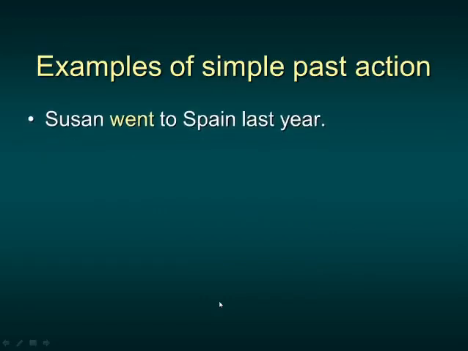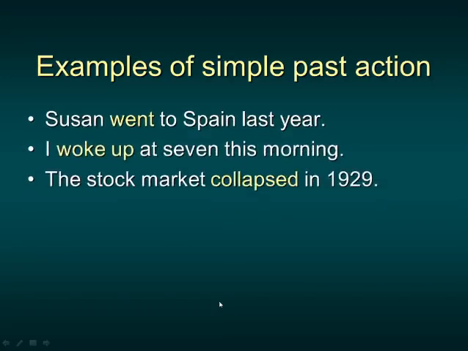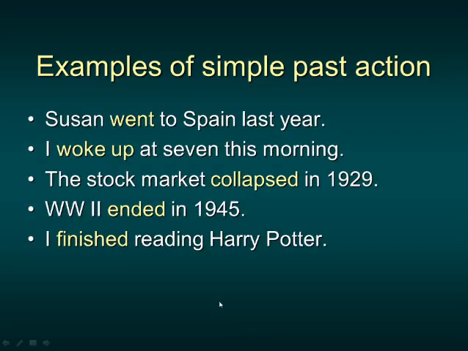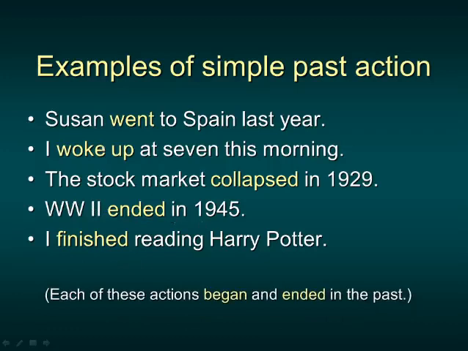Examples of simple past action. You see here there are many examples. Susan went, I woke up, the stock market collapsed, World War Two ended in 1945, I finished reading. So at the time of speaking about these events, each has already ended. It has a beginning and it has an end. Each of these actions began and ended in the past. It already started in the past and it already finished in the past. So this type of verb we use in simple past.